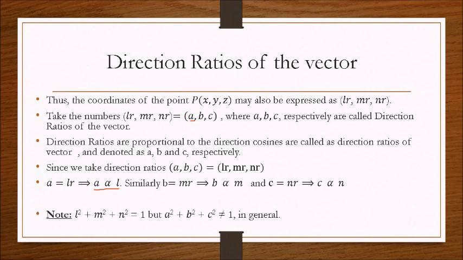Let us take another note. L square plus m square plus n square equal to 1, which means the sum of squares of direction cosines gives you 1, but a square plus b square plus c square is not equal to 1 in general. So this is one note, and we will use this as a formula to solve some sums.